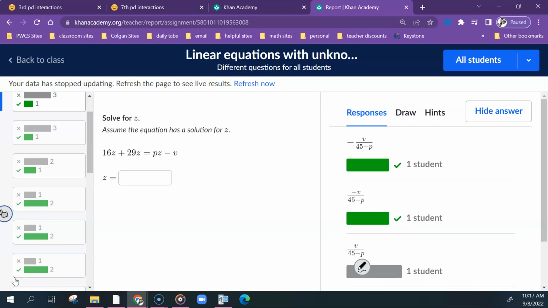So I'm going to move this pz to the other side by subtracting, so that all of my z's are on the same side. 16z, 29z, negative pz equals negative v.